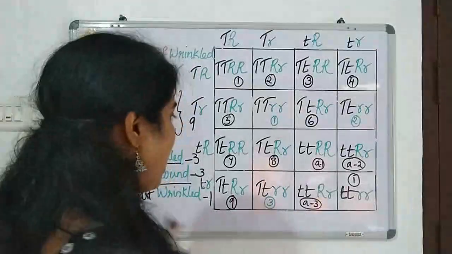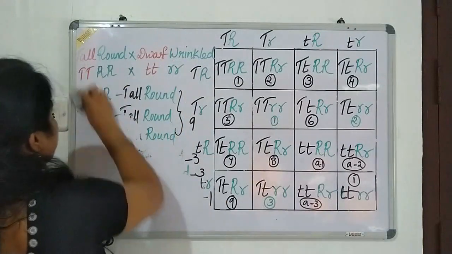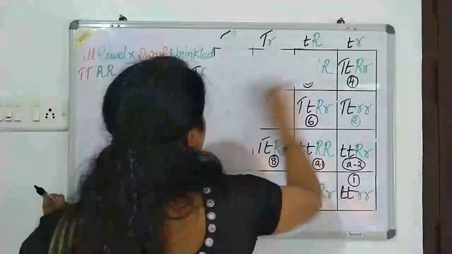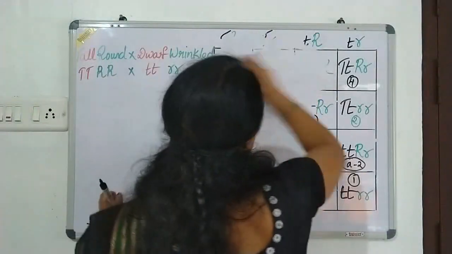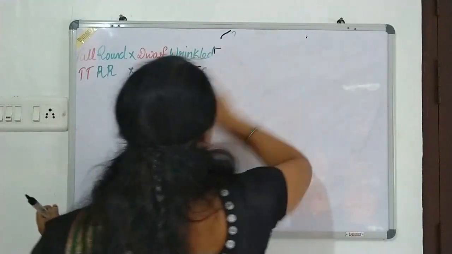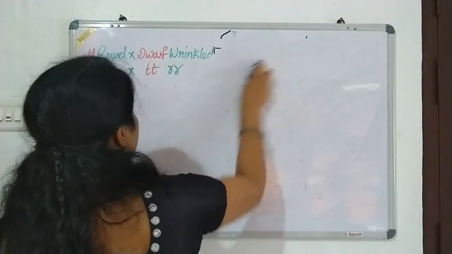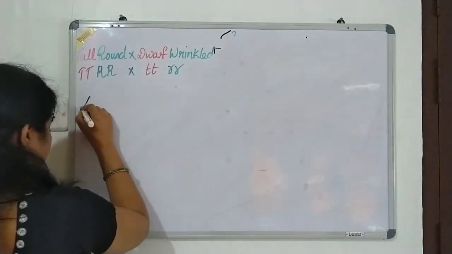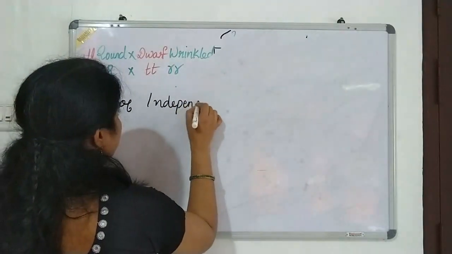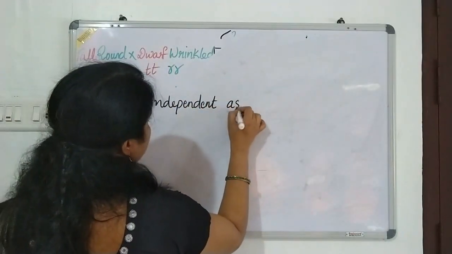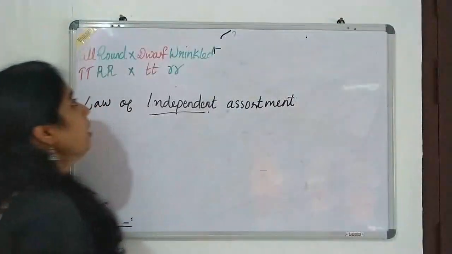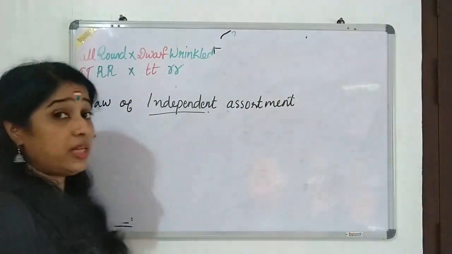So I'm going to rub this. I hope you have copied this also. From this, he put forward a law known as law of independent assortment. Anyone can guess what is law of independent?